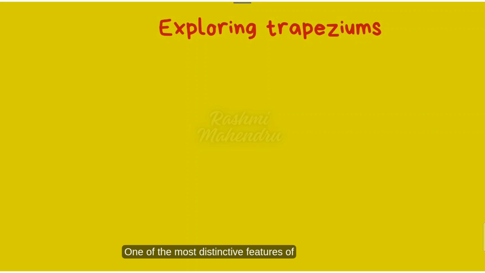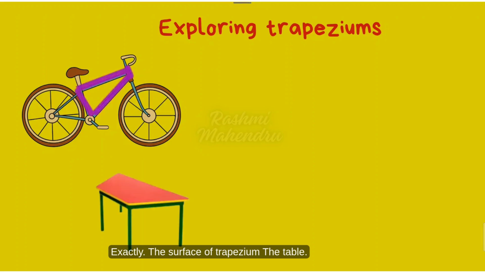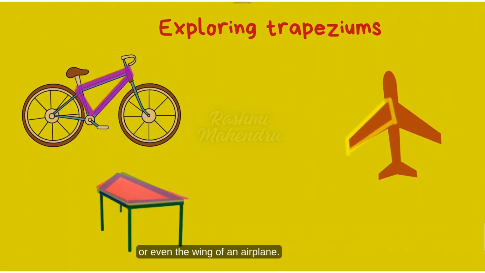One of the most distinctive features of trapezium is that they can be found in various everyday objects. For instance, the frame of this bicycle. Can you identify the trapezium? Exactly, the surface of a table. You can identify the trapezium or even the wing of an airplane.